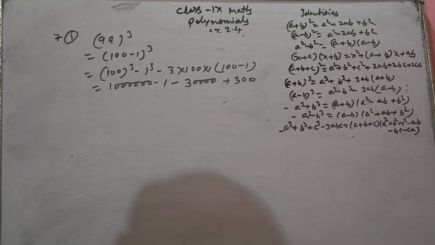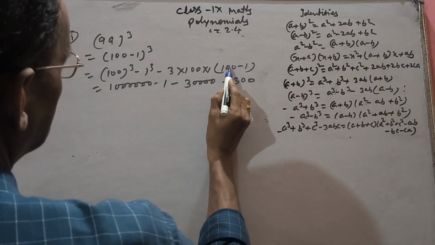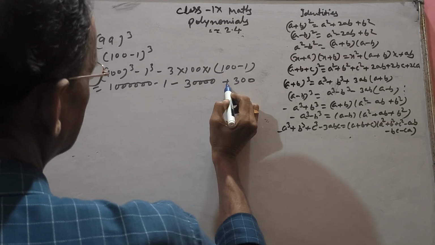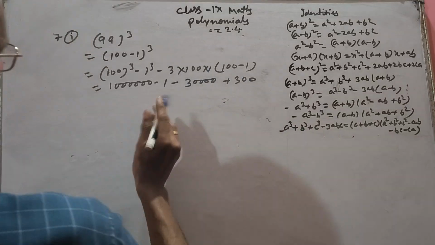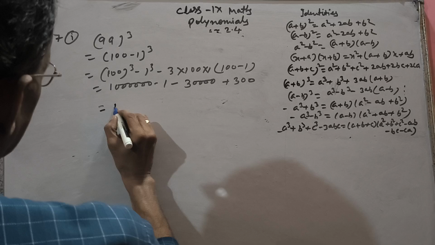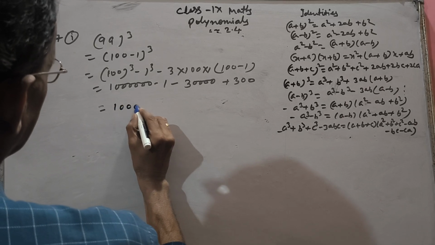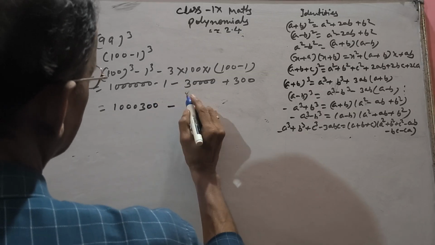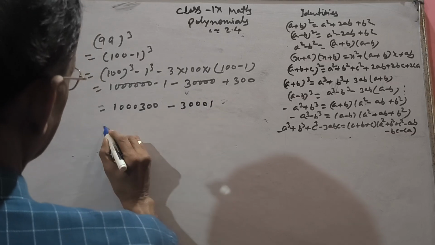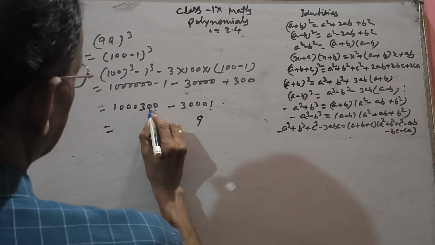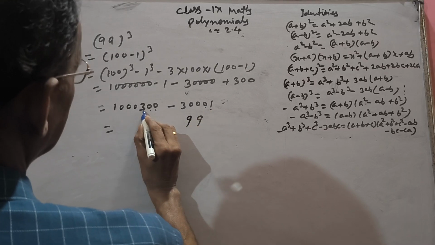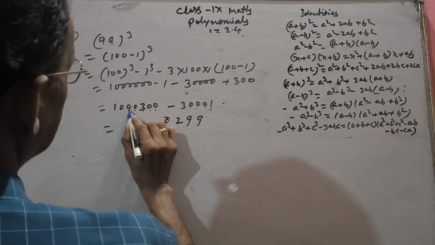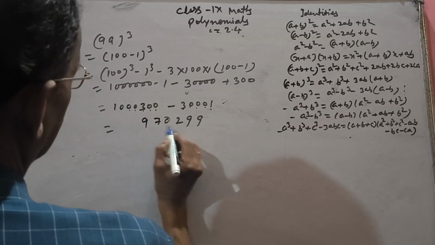Now we were in the bracket. This is 300 into 100, which is 30000. This is minus, plus 300 into 1, 300. So these two will be first added, 1000000 and 300 will be here, and these two again will be added. So 3 0 0 0 1. Now subtract: 10 minus 1 is 9, 9 minus 0 is 9, 2 minus 0 is 2, 0 minus 0 is 0, 10 minus 3 is 7. This is 9. Okay.